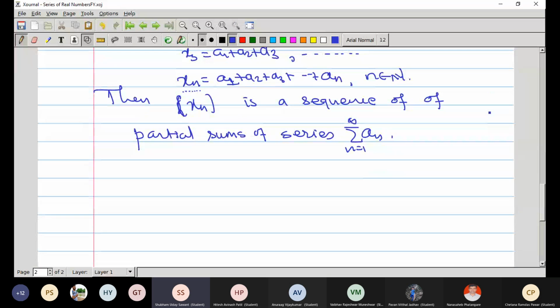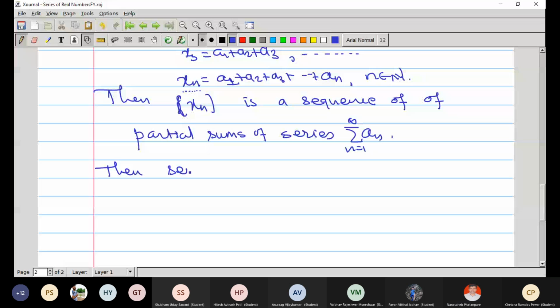It would be the sum of all the terms in the series. As n tends to infinity, if I increase n, then all terms of the series will be added. Is it clear? Yes, sir. Correct.